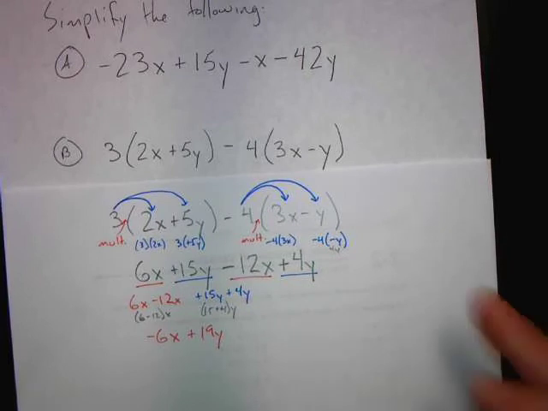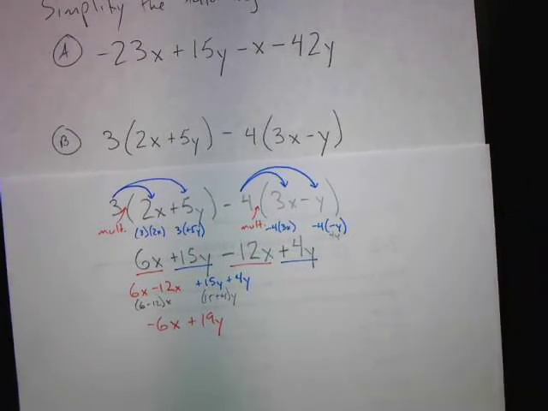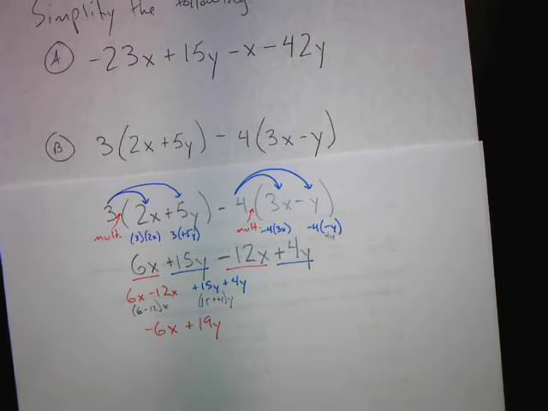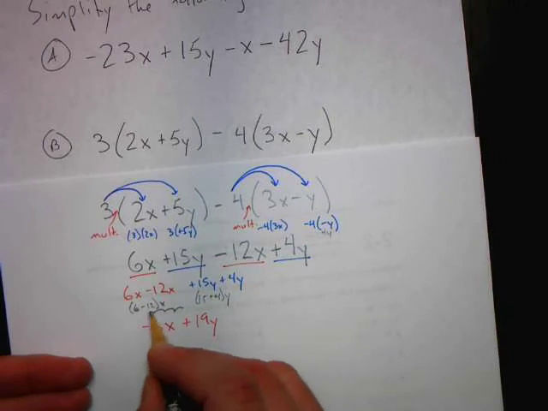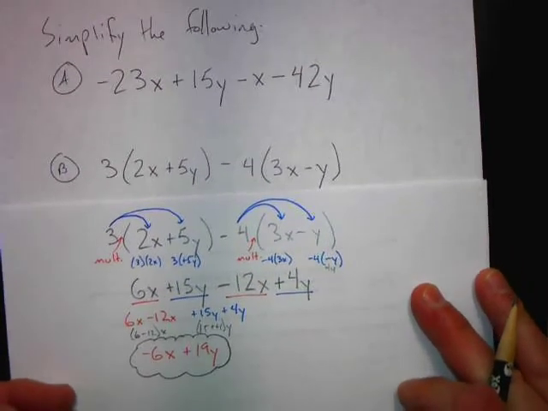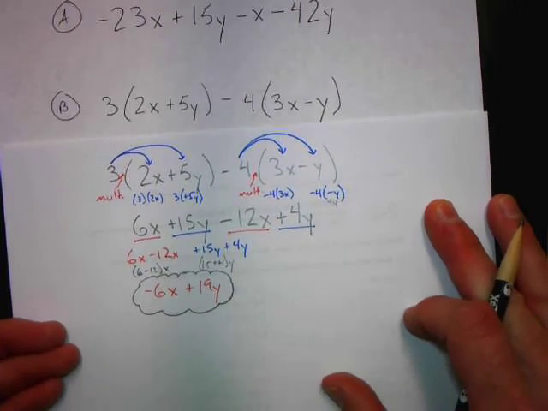And then we have that for leftovers. Considering, is there anything else we can do? We cannot add apples and cows, so we cannot add x's and y's. That's all we can do. And this is as simple as we can get from that original expression. And that's how we simplify expressions.